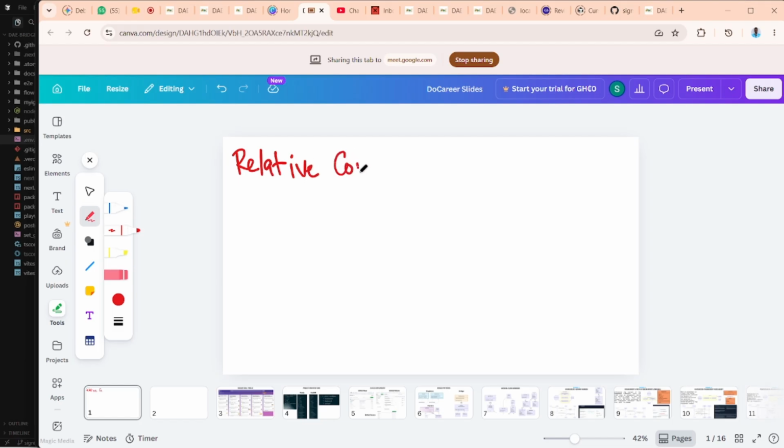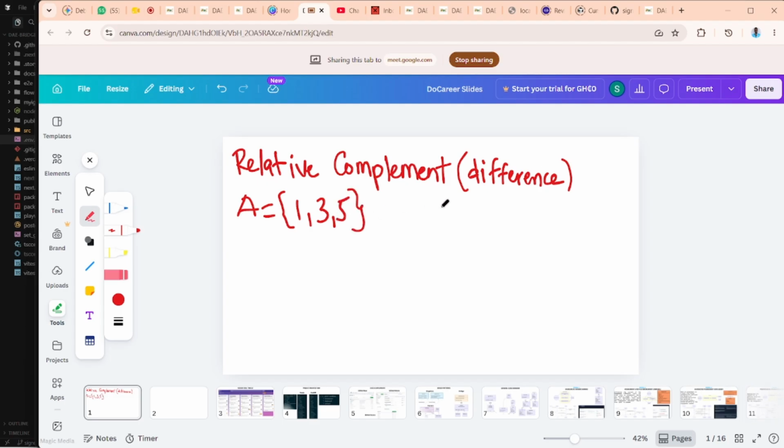Relative complement. That's the next topic. Yeah, next concept. Another word for it is just the difference between two sets. I mean the minus thing. So relative complement actually is, so we had A. I think I had A was 1, 3, 5, and B is 4, 5, 6.